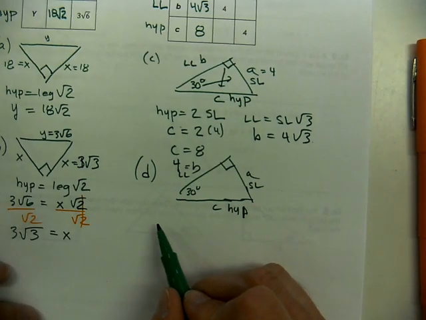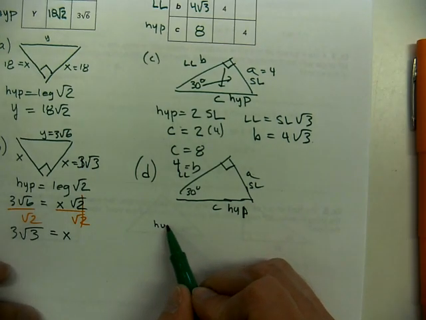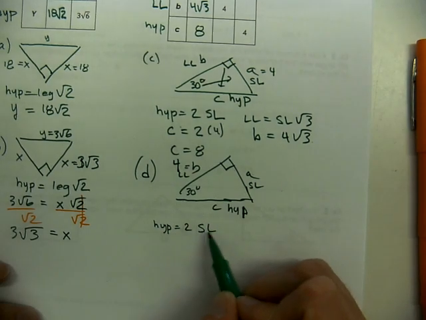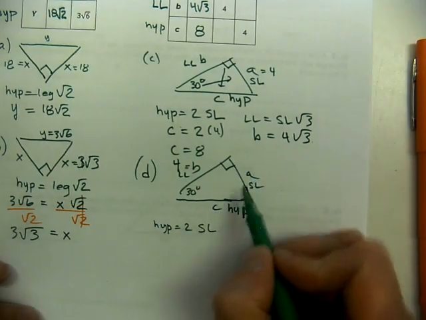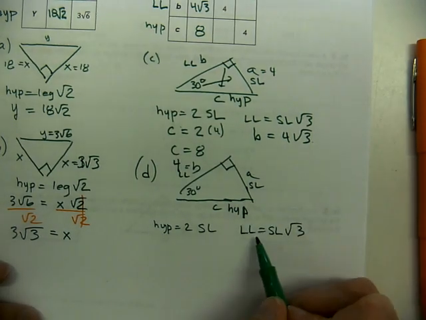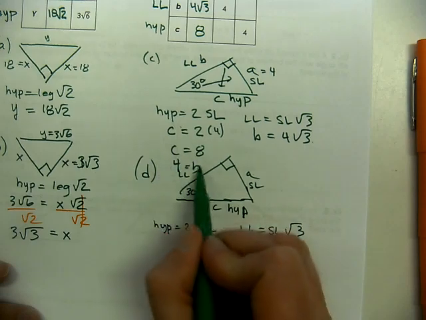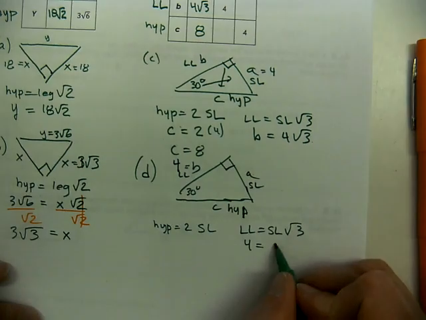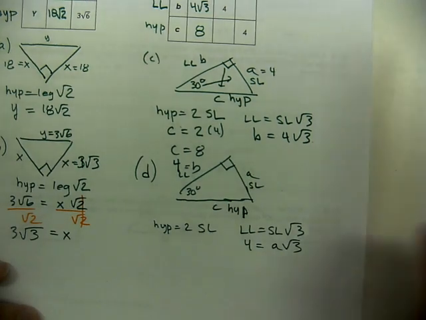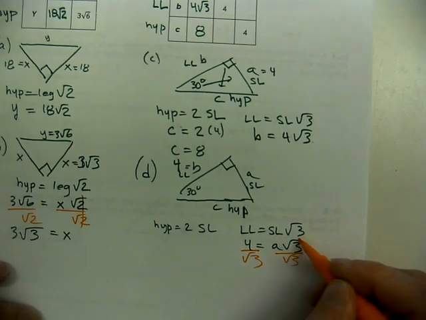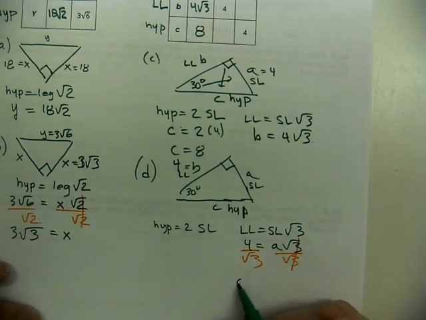So here are the two formulas. We have hypotenuse equals 2 times the short leg, which we can't solve yet because we don't have any information on the hypotenuse or the short leg. And then long leg equals short leg times root 3. This is where we start because we have information on the long leg. So 4 equals, the short leg is represented by letter A, times root 3. So we need to divide both sides by root 3. And our variable is now by itself. A equals 4 divided by root 3.